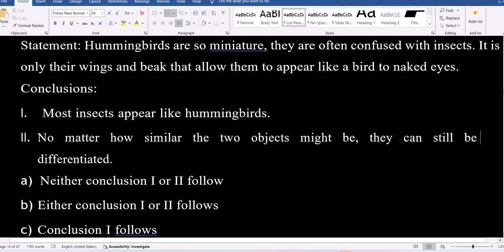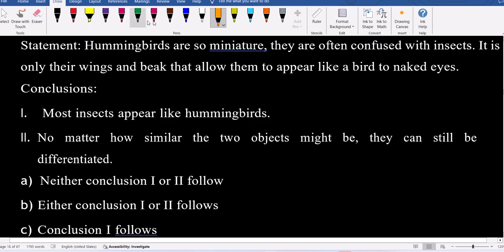Most insects appear like hummingbirds? Most hummingbirds appear like insects. It's not the reverse. Here, a hummingbird is appearing like an insect, not vice versa. Do insects appear like hummingbirds? No. No matter how similar the two objects might be, they can still be differentiated. Here it's regarding hummingbirds and insects being similar, but they can be differentiated.